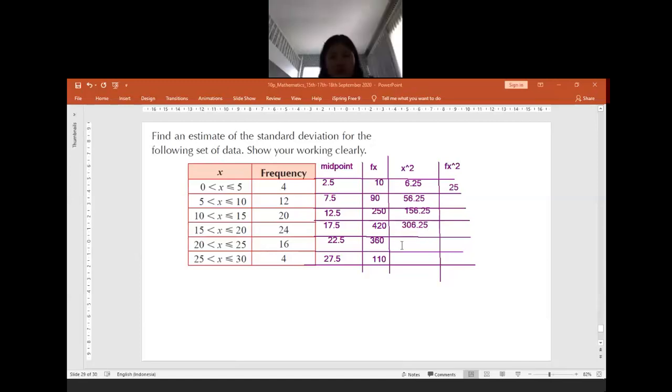And then for the next one, 22.5 squared. 506.25. The last column. 756.25. Okay, is there anyone having any confusion so far? Okay, after that you can find the fx square.